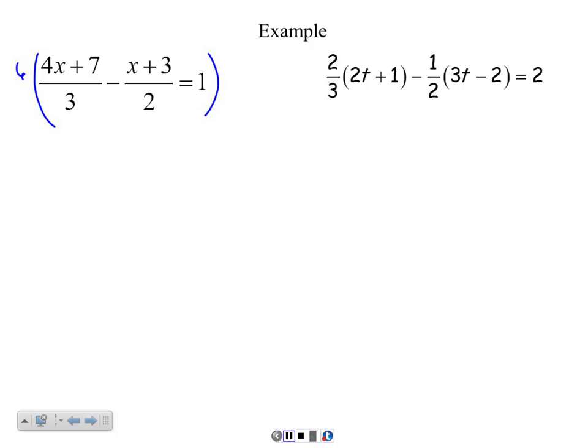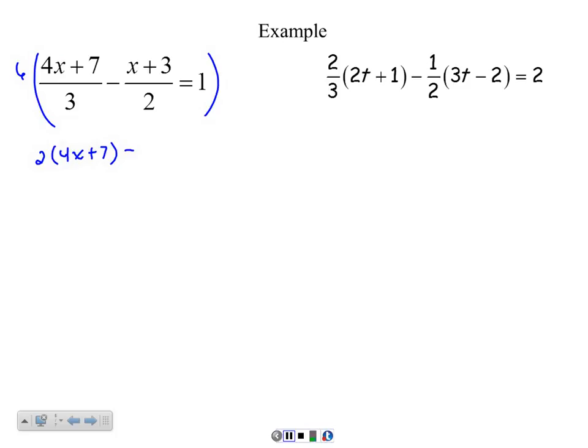So the first fraction, again, we're going to distribute 6 times each one of these terms. So 6 times 4x plus 7 over 3. The 3 and the 6, 3 will go into 6 2 times. So we're going to say 2 times 4x plus 7. You bring down your minus sign.